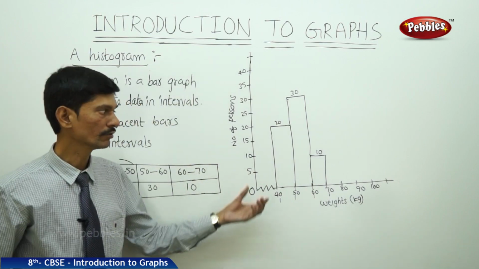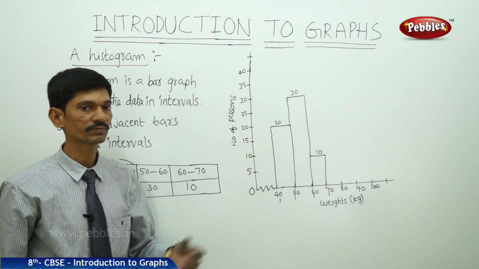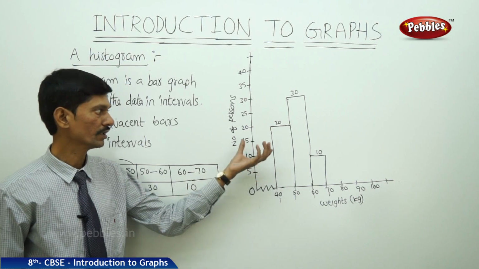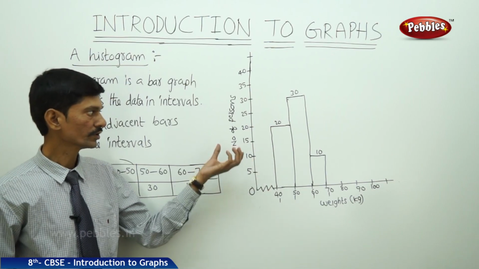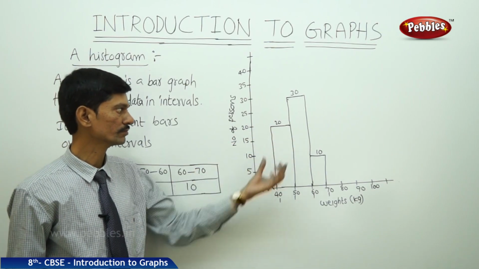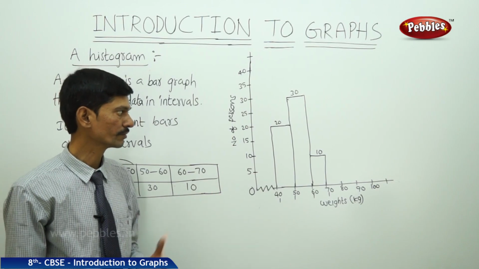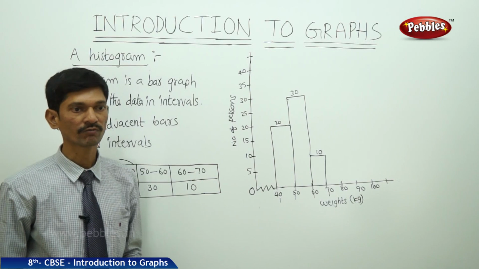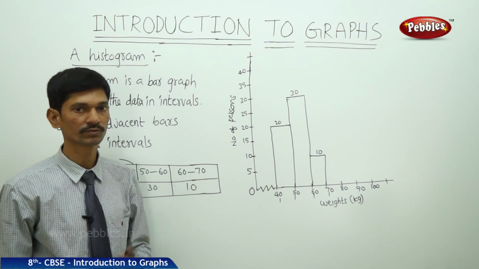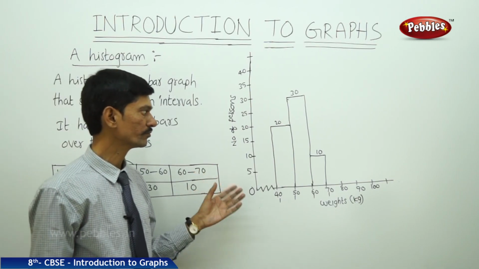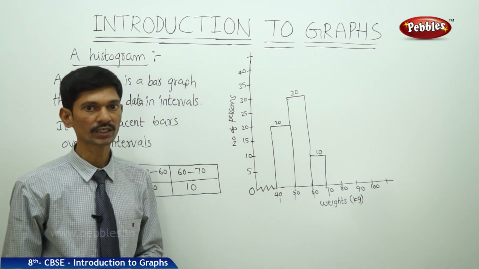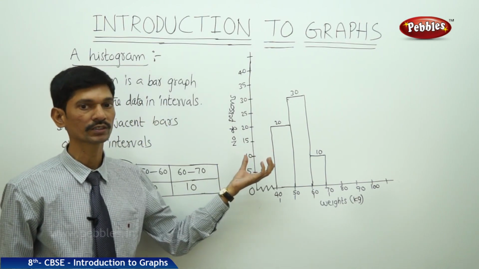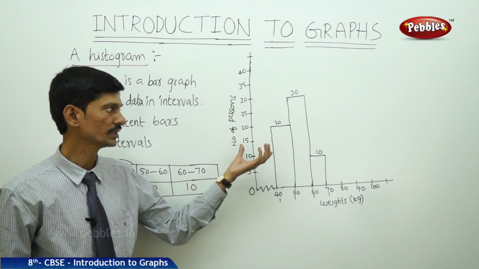Now you might have observed the difference between the bar graph and a histogram. In both graphical representations, the width of each bar is the same. Then what is the difference between these two? In the bar graph, there will be an equal gap between any two consecutive rectangles.